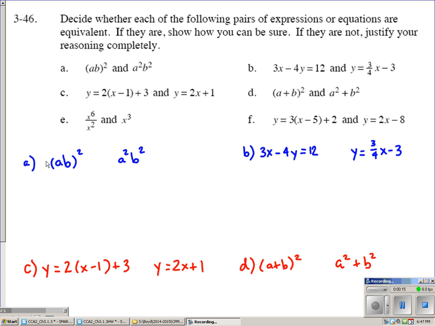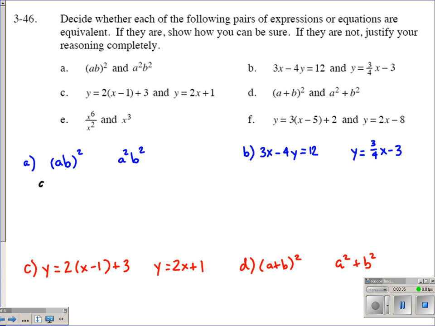So looking here at A, we have the product AB, and we're squaring it, and we're comparing that to A squared B squared. So if we look at the product AB that's being squared, remember, this is saying AB times itself. If you think about AB times itself again, we can use our associative and commutative properties to rewrite these. So let's use our commutative property to rewrite the order here, because all we're doing right now is multiplying. So we have A times A times B times B.